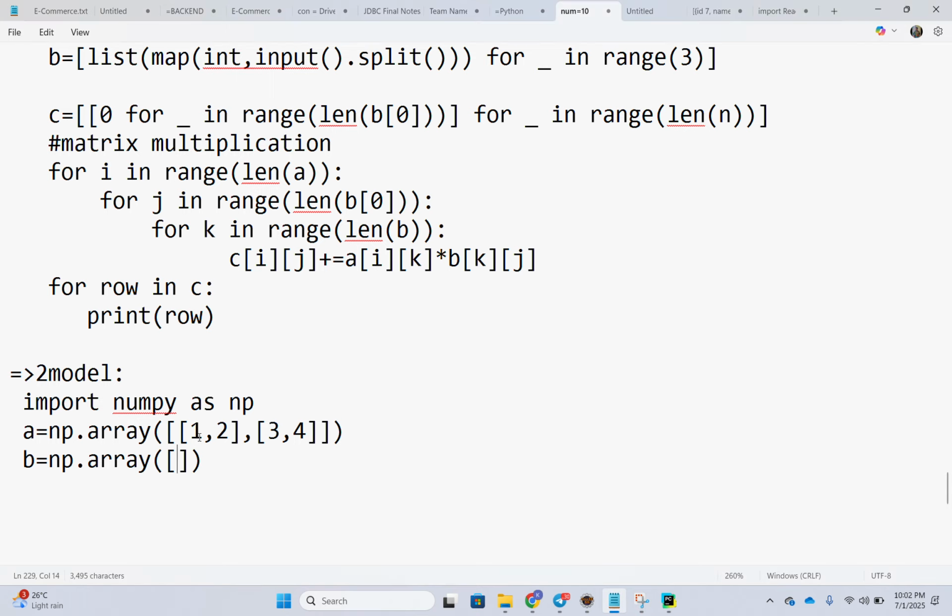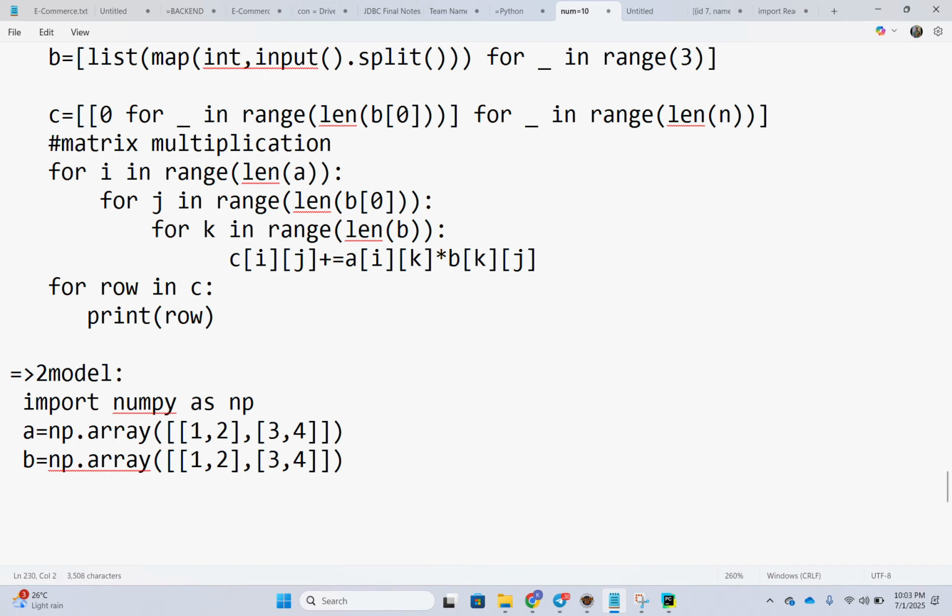I'll consider 1 comma 2. See why I'm considering this: it will be very simple, anyone can understand. If I take complex numbers, it will be much more difficult for you. So that's the reason I'm just considering these elements. Don't worry. Here I'm just declaring the elements in a normal way. We can read the elements the same way, same logic.